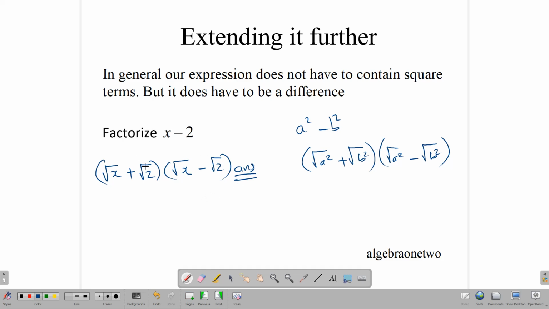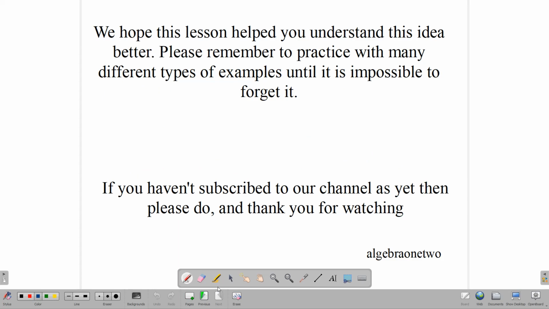So we can use this idea, and without having the square, we can still apply it as long as there is a minus in between them. Remember that you need to go find some questions now and practice this skill. Practice until you get it. Practice so that you can't forget it.